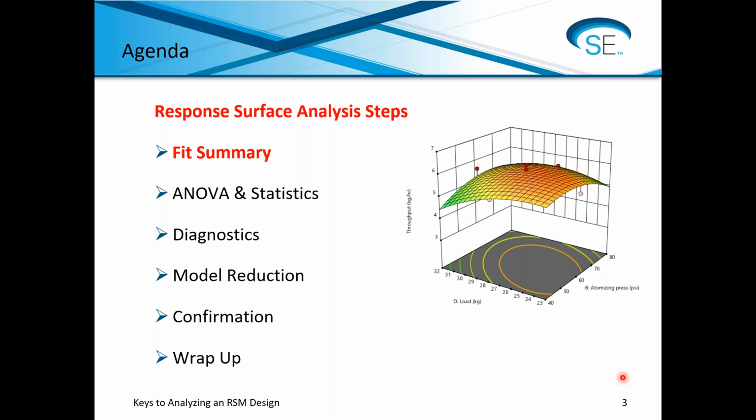Response surface analysis follows a nice pattern. And so these are the steps that we're going to go through today. We are going to look at something that we call the fit summary screen. We're going to look at the ANOVA and some of the fit summary statistics. We're going to look at diagnostics, a little bit about model reduction, and then finally we will talk briefly about confirmation runs.